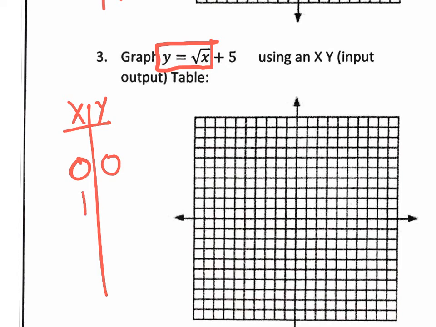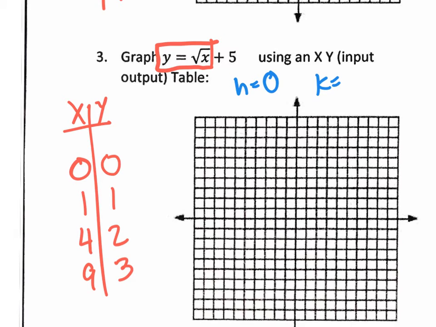Plug in 1. What's square root of 1? Plug in 4. What's square root of 4? Plug in 9. What's square root of 9? 3. Now, these are the parent graph coordinates, and we need to now graph them and then shift them according to our h and k. So I might as well identify h and k. What's your h value?